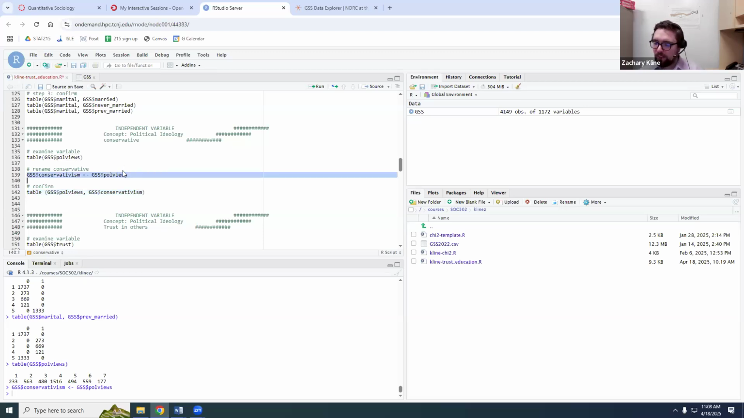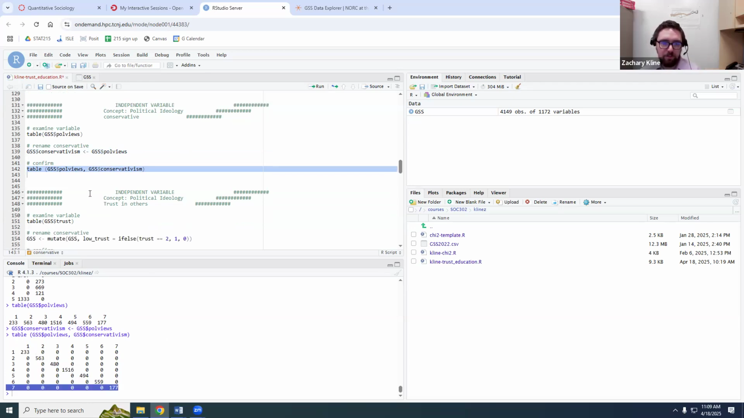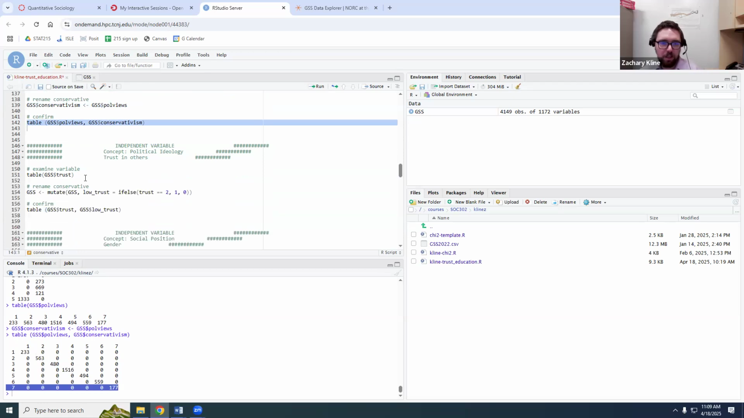There are some folks that like to have their own unique memory of variables, but for most people, the short and substantive path is the way to go. So I just renamed it conservatism. We're going to see here it's going to be exactly the same. Everyone has a value of 1 for polyviews, a value of 1 for conservatism, 2 for 2, 3 for 3, 4 for 4, 5 for 5, 6 for 6, 7 for 7. So it just confirmed that the variable was the same.